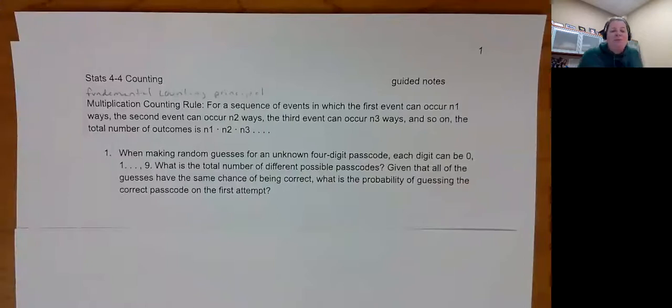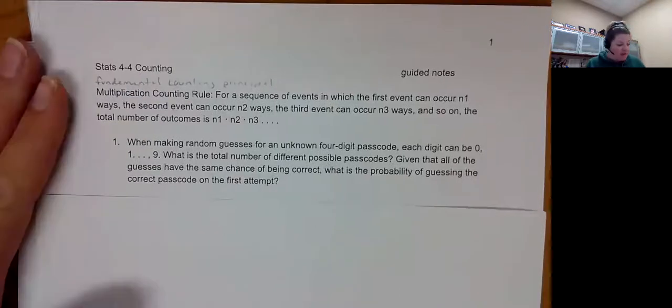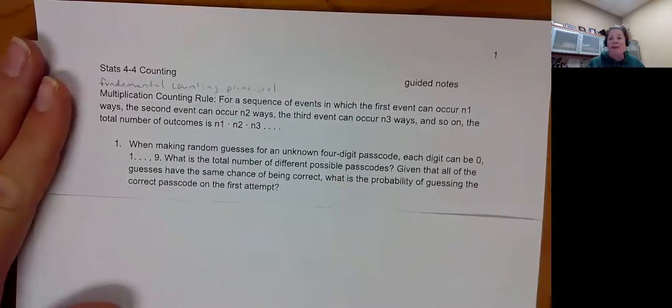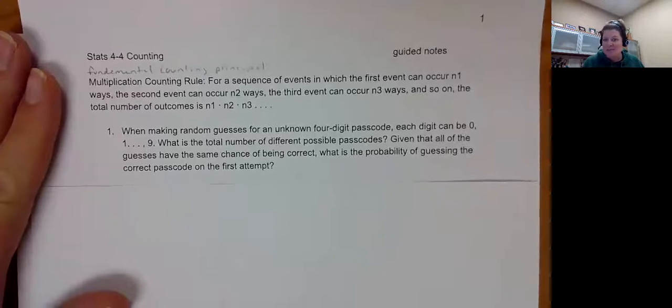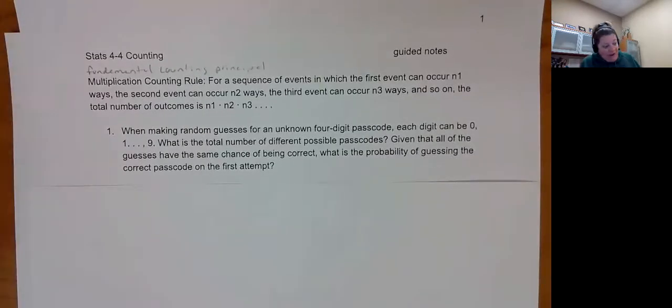It's basically a multiplication rule for a sequence of events in which the first event will occur in one number of ways, maybe that's 5 ways. The second event will occur this many ways, the third event, and so forth. You multiply them together. So a quick example: if I get up and I have 2 pairs of pants and 5 shirts, how many ways can I make an outfit? I would times those things together, the 5 and the 2, right? So I'd have 10 outfits.